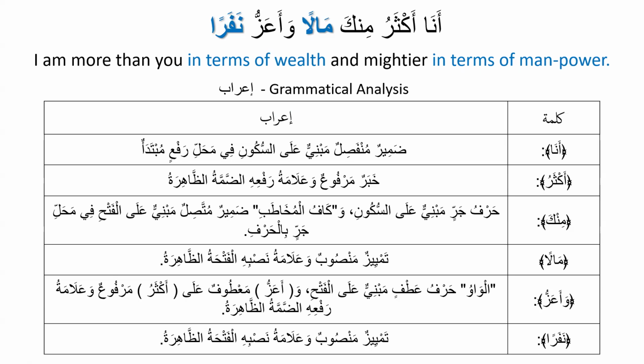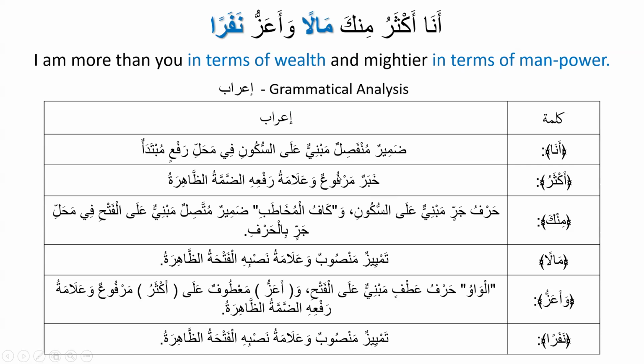You can see we have already done detailed sessions on how to do the classical i'rab. You can go and watch all that playlist. So for the i'rab, first of all we are going to mention what the part is. So it is the damir munfasil. Then we are going to write the i'rab in Arabic, like mabni ala sukun. And also, we are going to write its place. What is the place it's occupying in the sentence? So it is fi mahalli rafa mubtada.